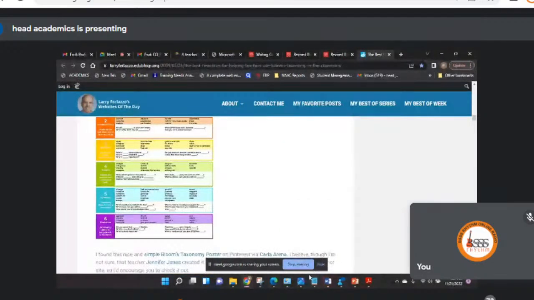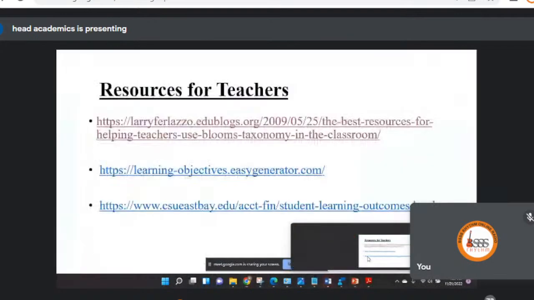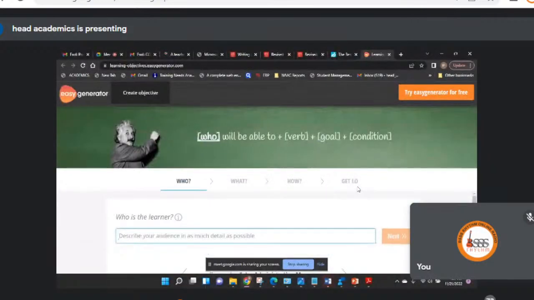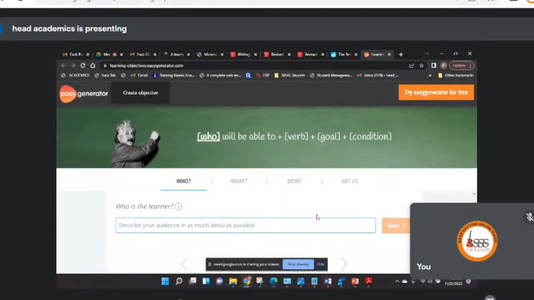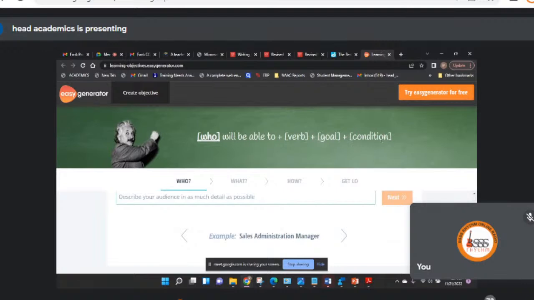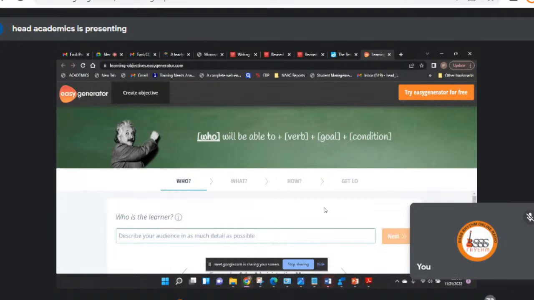Another resource is a learning outcome essay generator, right? So we'll write about how we write outcomes, and this is an online generator. You can use this link to generate outcomes. Who is the learner? You can mention that. The next step is what, right? How, and to what extent. So you can keep on feeding the verbs, and you will get an outcome written here. So you can copy and paste that and use that as an outcome. That is an outcome generator.